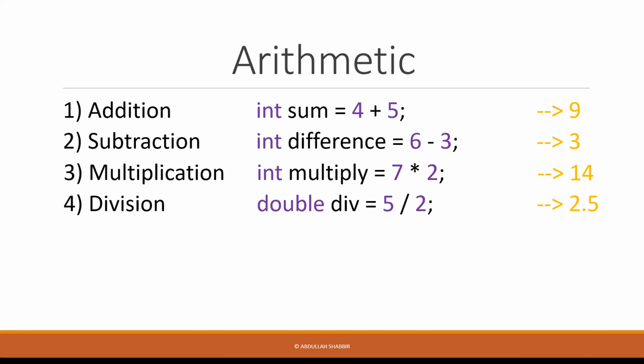However, even though we are storing the result in a double variable here, because we are dividing two integers, 5 and 2, the result would also become an integer, throwing away the fractional part and only storing the value 2 inside our variable div. But if you want to calculate the accurate division result, you have to make sure that at least one of those two numbers is a double itself.